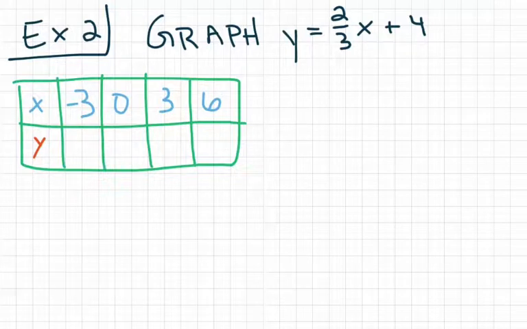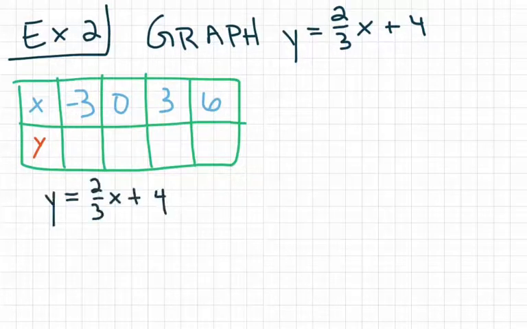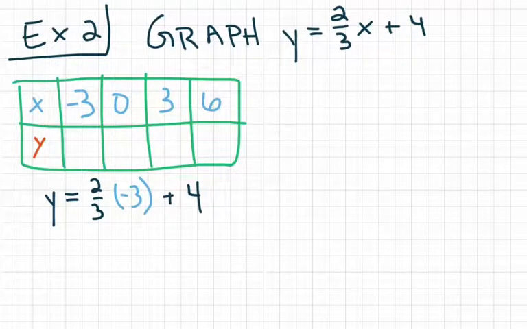So I'm going to copy down my equation below the table, and then we're going to start substituting in our x values to find our y values. Alright, so I recopied my equation: y equals 2/3 x plus 4. I'm going to start substituting in my x values, starting with my first x value, which is negative 3. When I substitute in that negative 3, the x goes away. I'm replacing the x with the value. So negative 3 goes in place of x.